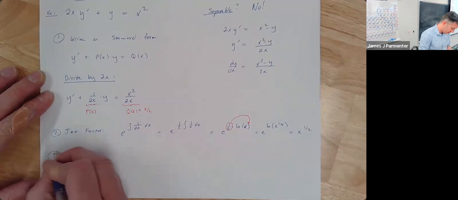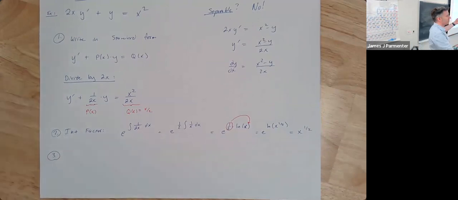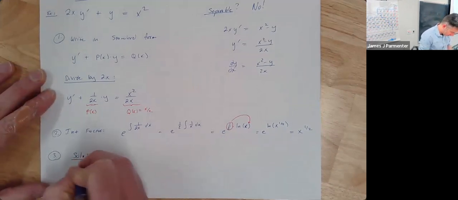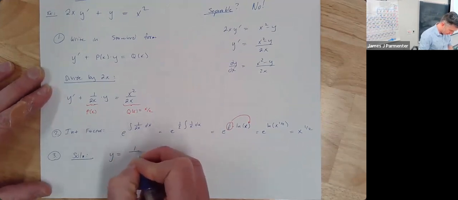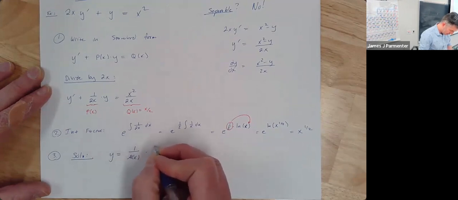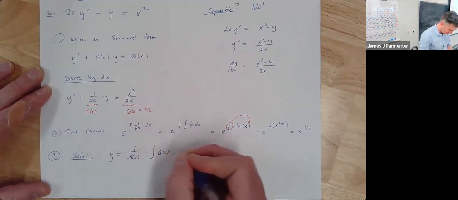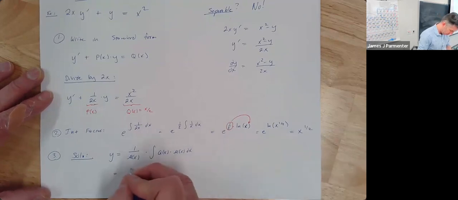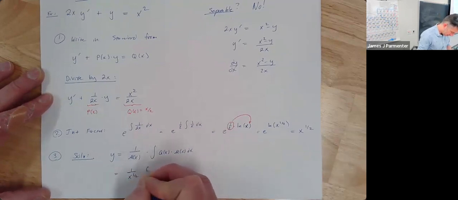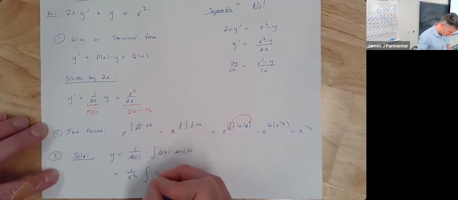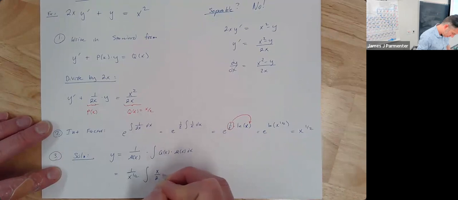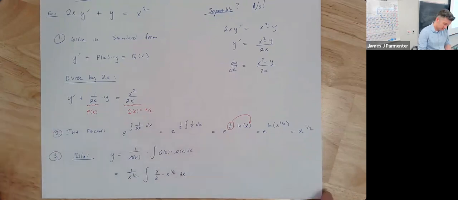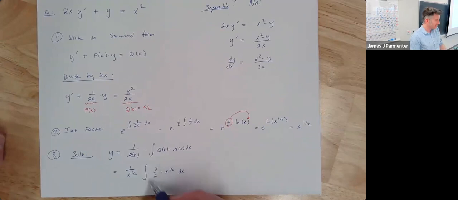But I guess we can just jump straight to, well, we're not jumping straight to the solution, we're skipping all of the middle work. So our solution, which we still have to actually do, is going to be y equal to 1 over the integrating factor times the integral of q of x times your integrating factor. So our integrating factor is x to the 1/2, so it's 1 over x to the 1/2 times the integral of q of x, which is x over 2, times mu of x, which is x to the 1/2.